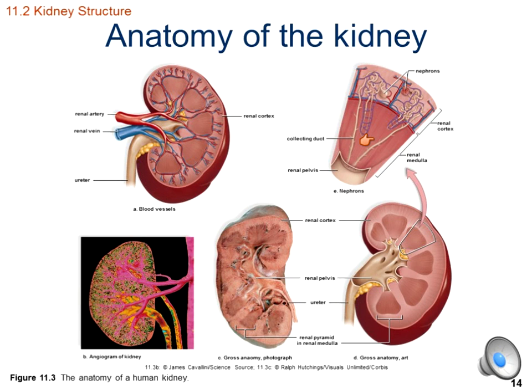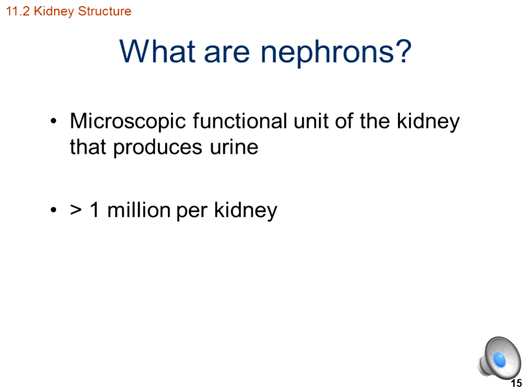The collecting ducts collect all of the filtrate, or the pre-urine, from the nephrons, and it empties into this renal pelvis. Or actually, this is the renal papilla that it leaks out of. And then from that renal papilla, they all come into the renal pelvis and exit out of the ureters.